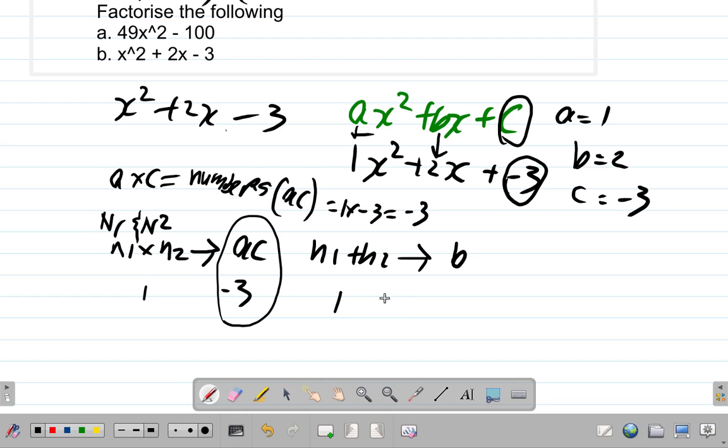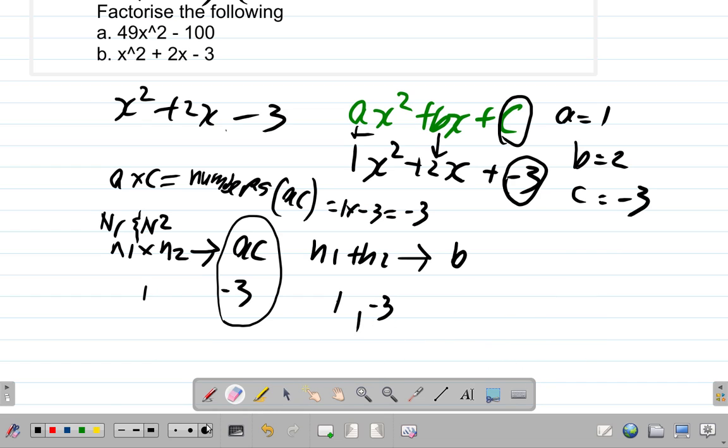I know that 3 and 1 will be 3. Now let's make one of them negative. Make the 3 negative. 1 times negative 3 gives you negative 3. Nice, we get our negative 3. Now 1 plus negative 3 gives you negative 2. Oh, we don't get 2. We have to try again.